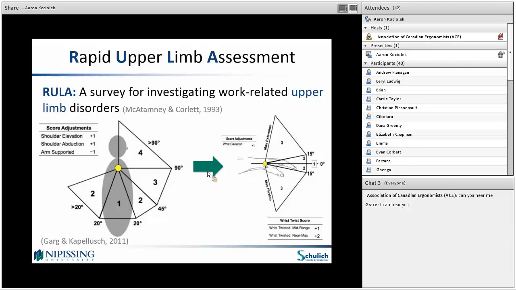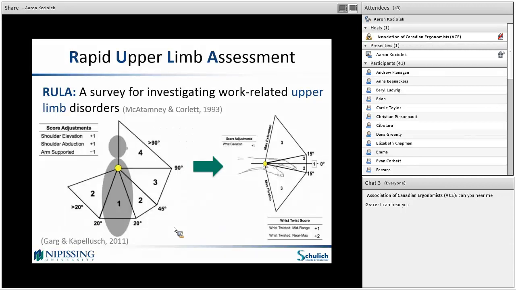And it was based on previous posture classification systems, the OWAS system, in order to identify risk based on posture. So if I can draw your attention to that first picture on the left of the screen, you can see that what they did is they classified or scored risk based on what posture you were in.